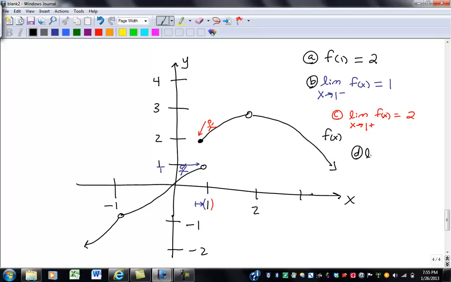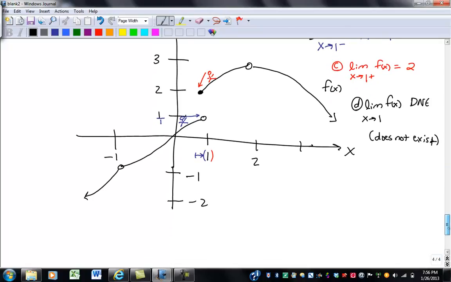Since it's different from the two sides, then that plus or minus on the 1 is very important. And if I take it off to write the two-sided limit, I get DNE. But that DNE stands for does not exist. It doesn't exist because it wasn't the same from the two sides. And that's the only way we can get a limit to exist, is if it's the same from the two sides.